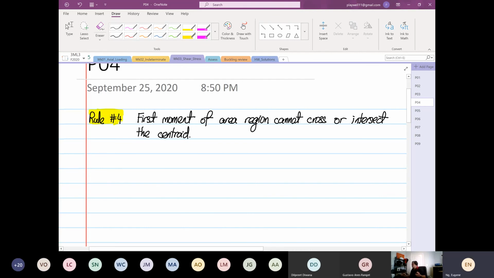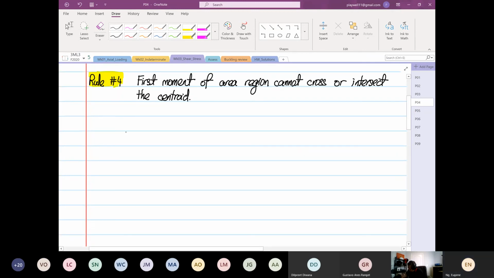Some of you, Eugene, what do you mean by that? It's so abstract. What do I mean by that? So now, if we look at a cross section, this is Y, this is Z, and we are going to look at a T cross section.